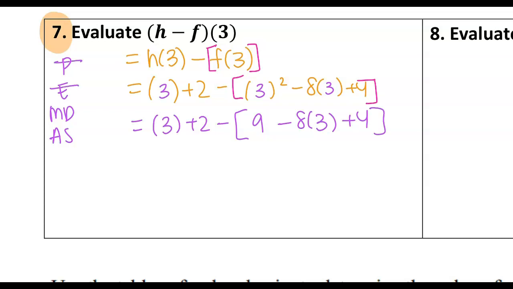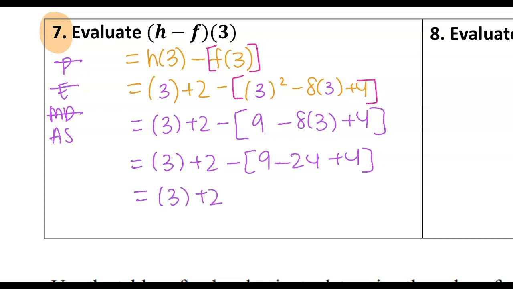I've done the parentheses. I'm working on the parentheses. I've done the exponent. M and D means to multiply and divide. We're going to make this 9 minus 24 plus 4. And from here, we're going to continue to simplify. So with the multiplying and dividing, I'm pretty much done with that. I just need to add and subtract. So we're going to have 3 plus 2 minus.